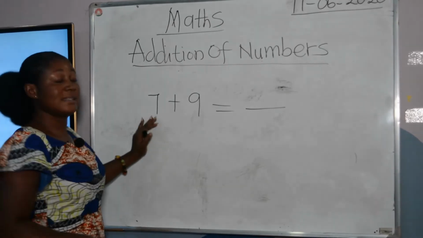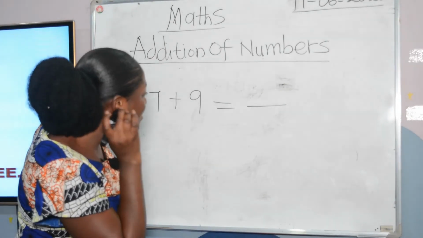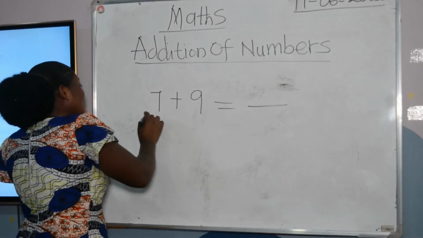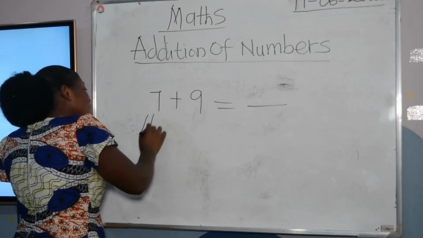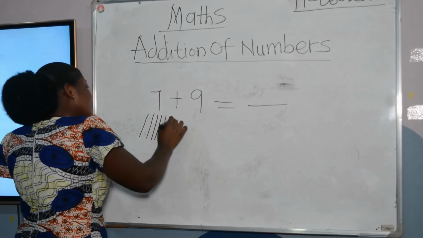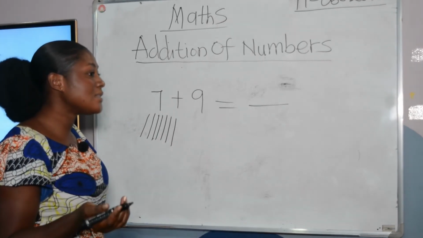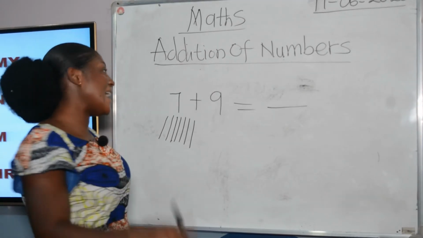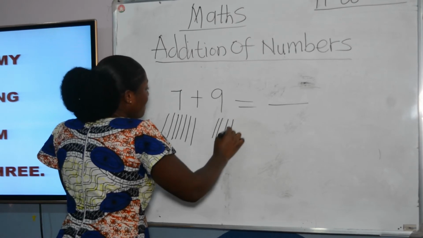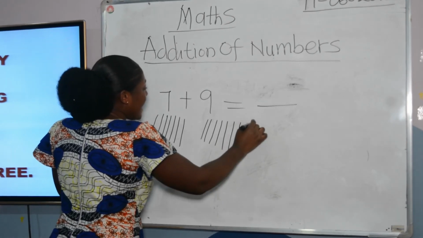Now let's see, this is 7. So it means how many strokes are we going to write there? Let me hear you. How many strokes? 7. Very good. So let's do 7 strokes there. Let's go. 1, 2, 3, 4, 5, 6, and 7. So this is 9. How many strokes are we going to do? 9. Good guy. So now let's go. 1, 2, 3, 4, 5, 6, 7, 8, and 9.